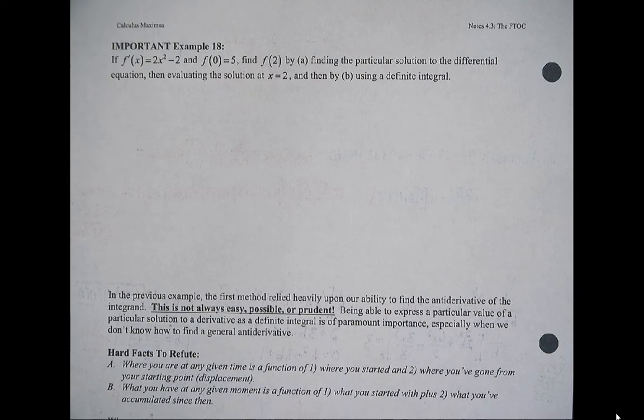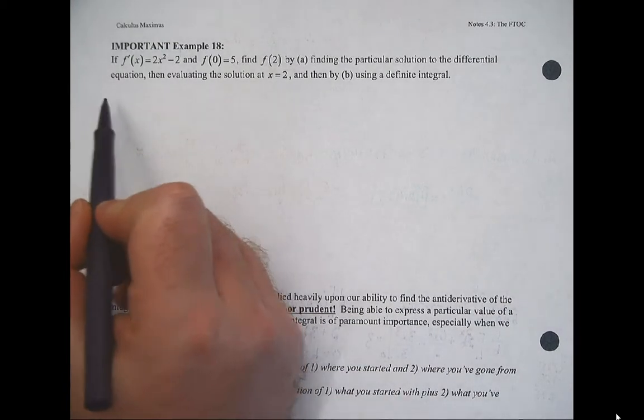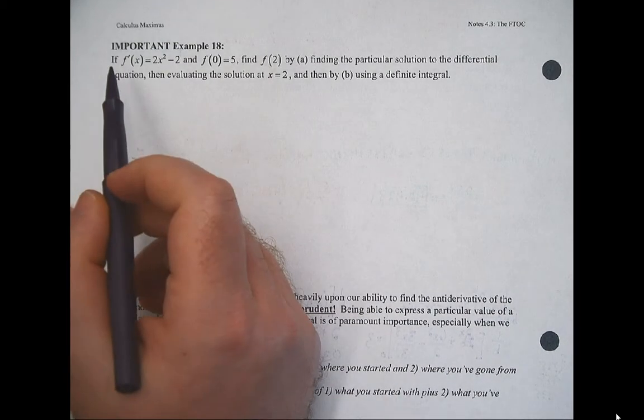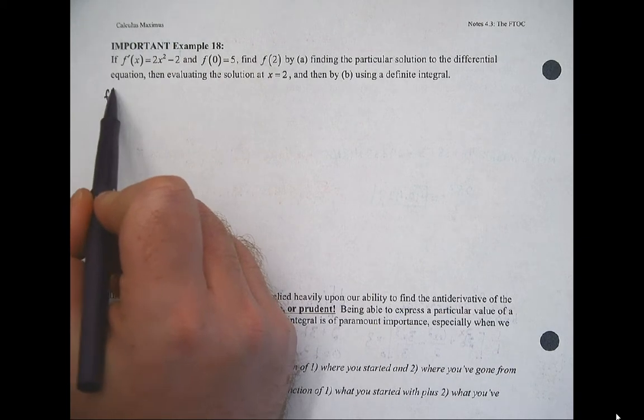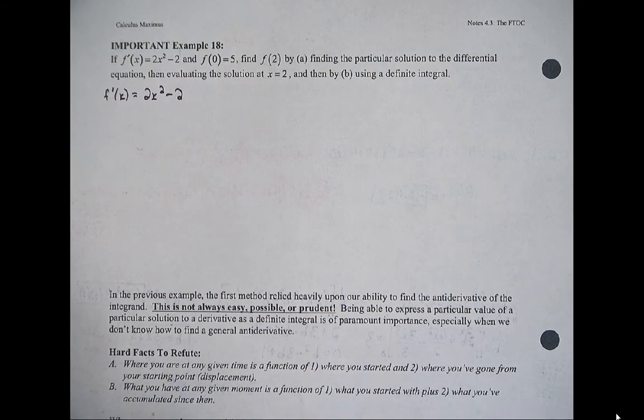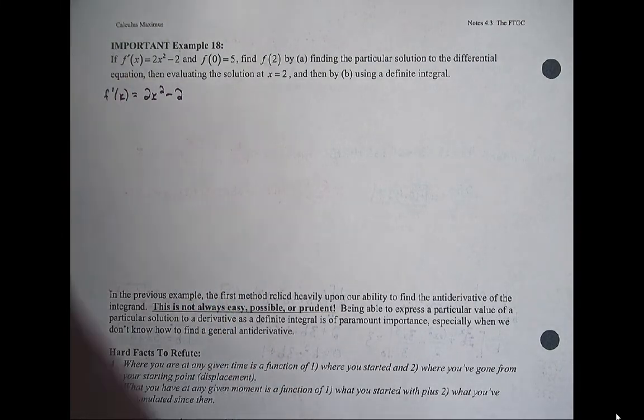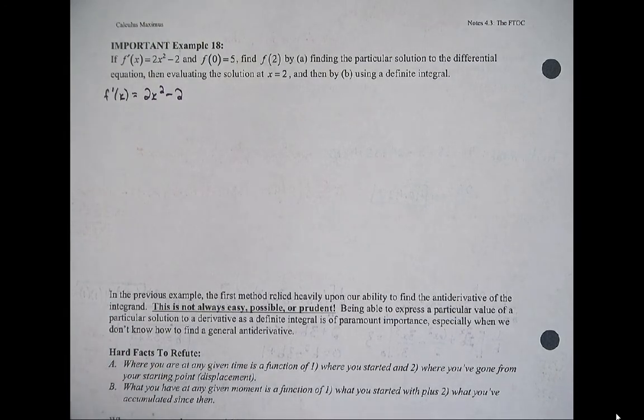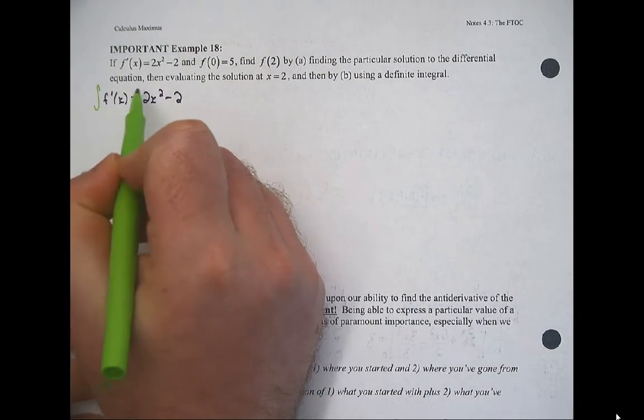So if f prime of x equals 2x squared minus 2 and f of 0 equals 5, find f of 2 by first finding the particular solution to the differential equation. So we've already talked about that a little bit. So right now I know that f prime of x equals 2x squared minus 2. Well, if I want to figure out f of 2, I've got to undo f prime to get back to f. And hopefully you could remember how to do that by doing what? So I would integrate both sides.